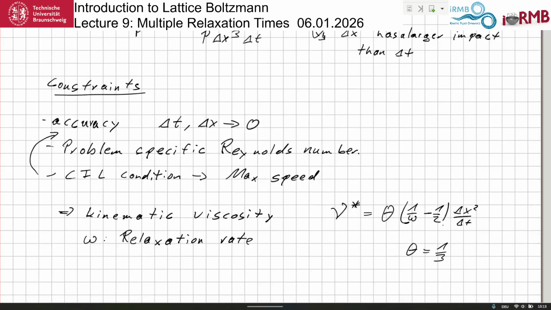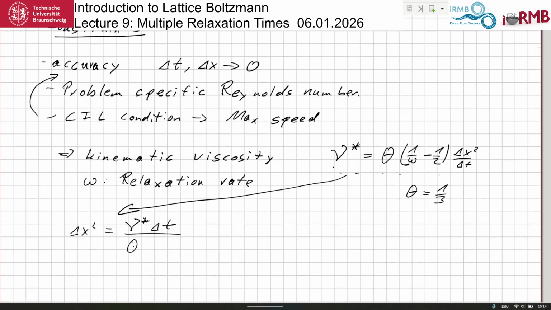So, now you see this gives us some constraint, and we want to translate our constraints to what this means for delta x and delta t. We can take this and say this is delta x squared, so we solve for delta x. We have the kinematic viscosity times delta t, divided by theta times 1 over omega minus 1/2.